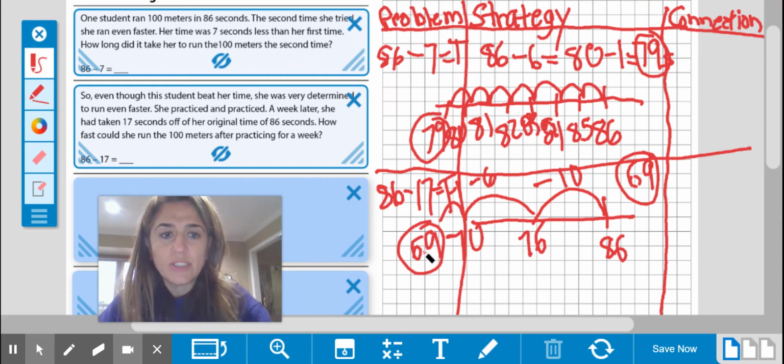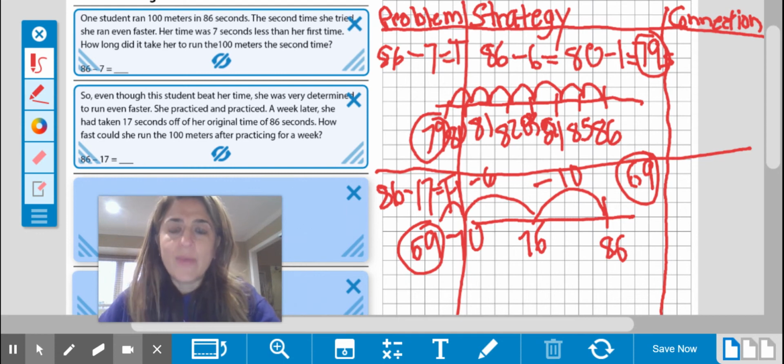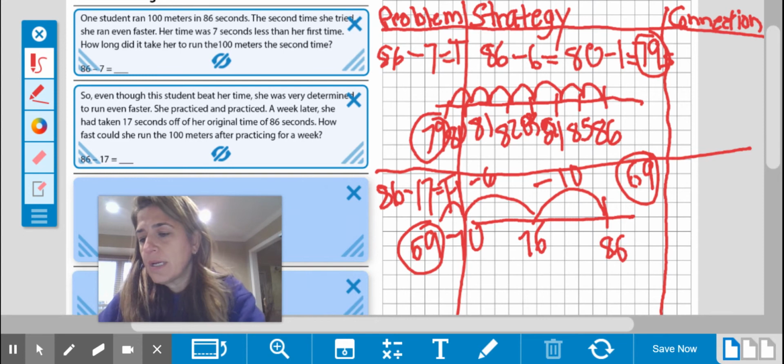So 69 matches here, 69 matches here. And we're using our open number line to help us. We don't have to take 17 out. We could break up the 17 so that way we can take it out in parts. So this is your connection.